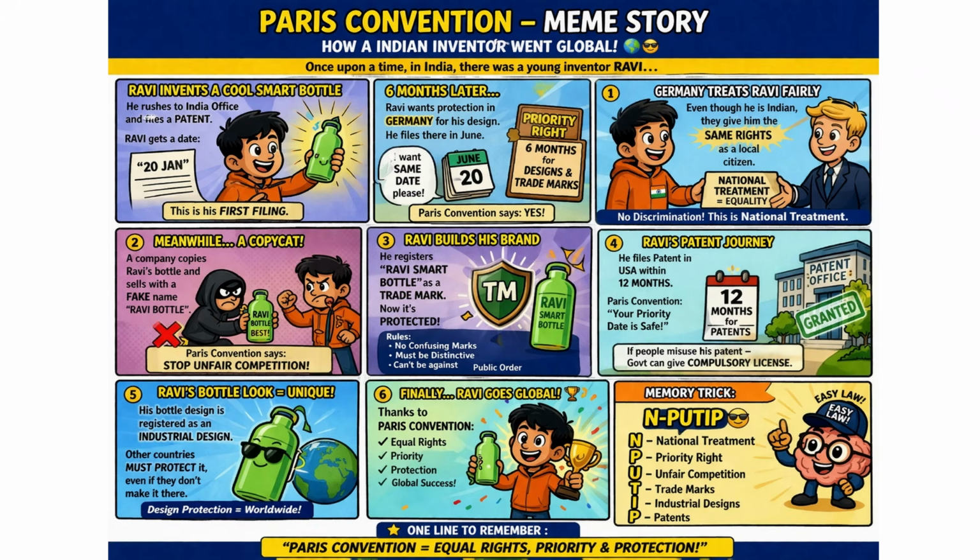So just remember this magic trick. N-PUTP: national treatment, priority right, unfair competition, trademarks, industrial designs and patents. That's the entire Paris Convention in one story. Simple and unforgettable.